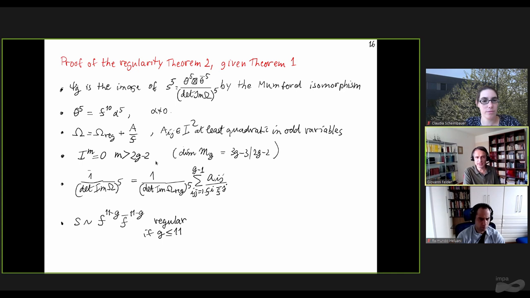And so since the dimension is odd, dimension is 2g minus 2, the mth power of a of this ideal is zero for m bigger than g over 2. So if you compute now the determinant of the period matrix, it will be something regular times a finite Taylor expansion, which will stop at g minus 1 because higher terms are zero.